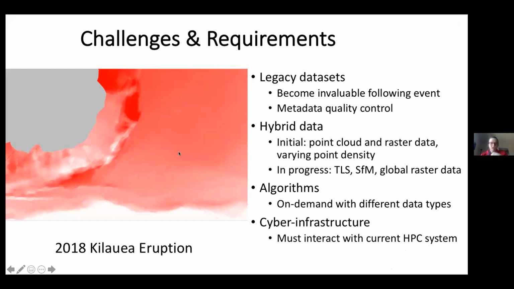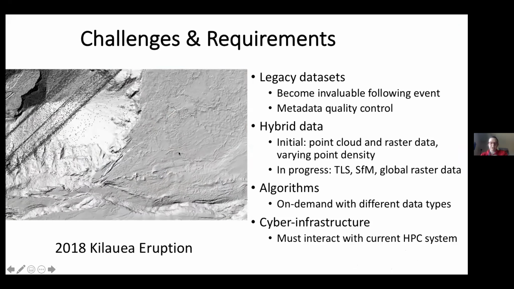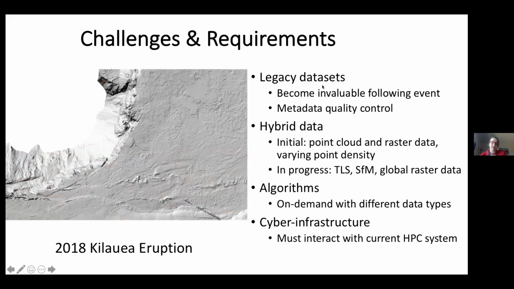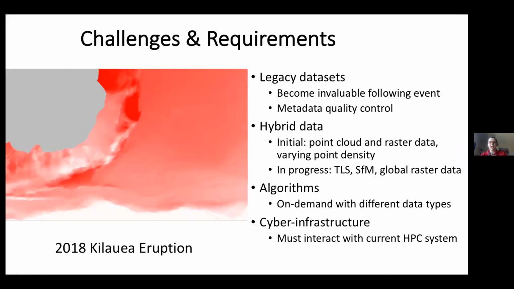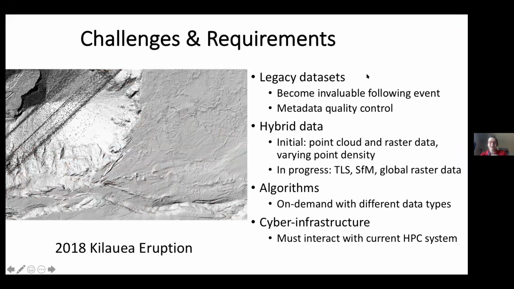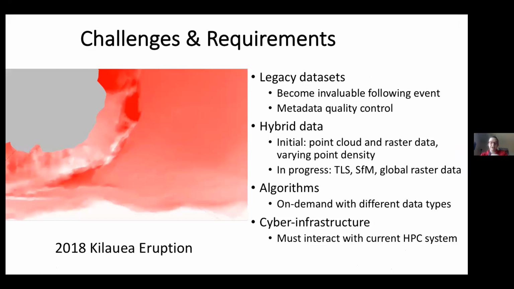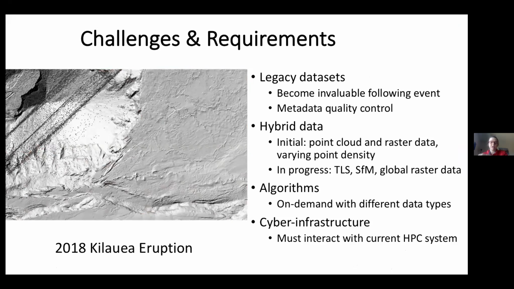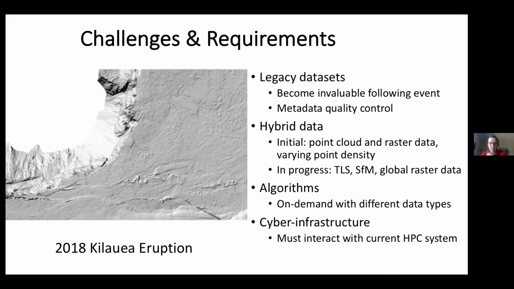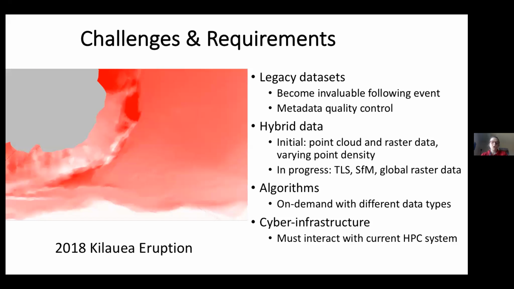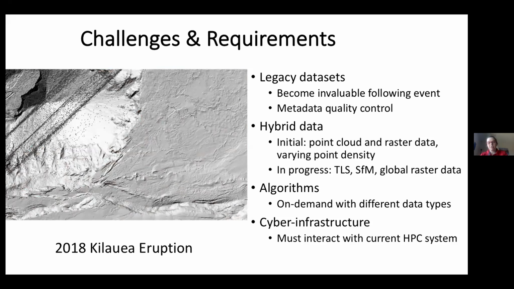So what are the challenges and requirements for topographic differencing? So legacy data sets are older data sets that typically have lower spatial resolution and higher noise than modern data sets. But these data sets are very much invaluable following an event of interest because they're often the only representation we have of the Earth's surface before the event. Metadata is very important. For example, it's critical to know what is the coordinate system of the data set.